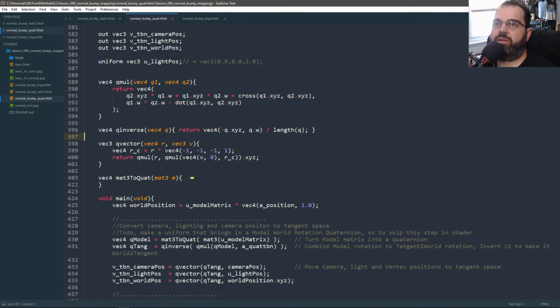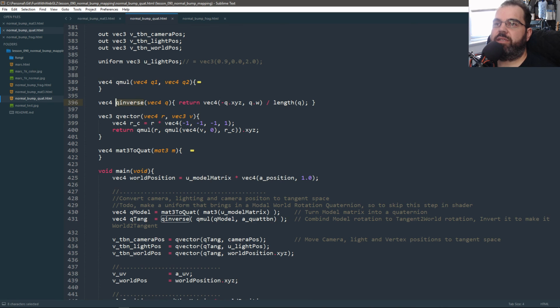Like I said, all these functions are actually really tiny. Sometimes there's not much that comes to quaternions. So yeah, that's multiply, that's inversing a quaternion, and that's just multiplying a quaternion with a vector, so you can rotate the vector.